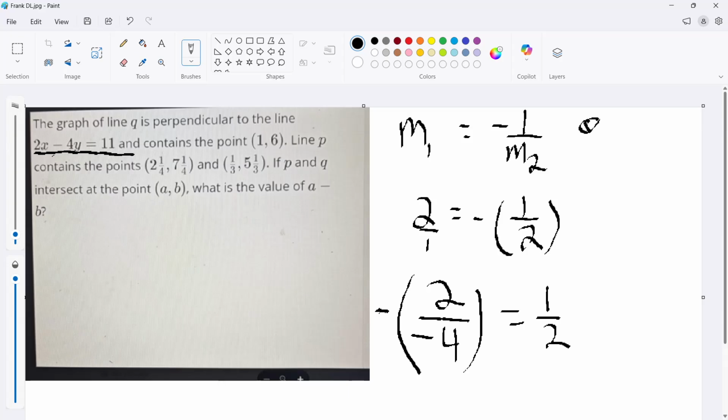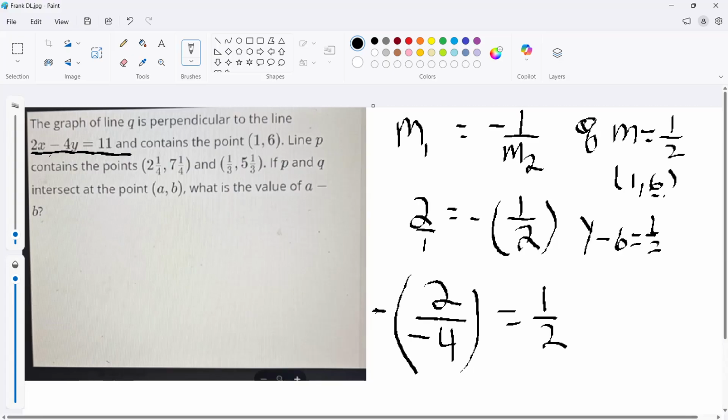So now here's line Q. The slope is 1/2, and I know a point is (1, 6). So I can put it into the point slope form. y minus the y of my point, 6, that's y minus y1, equals m, 1/2, and of course, I'm going to need more room, as always, times x minus the x of my point, which is 1. So that's the equation of line Q.